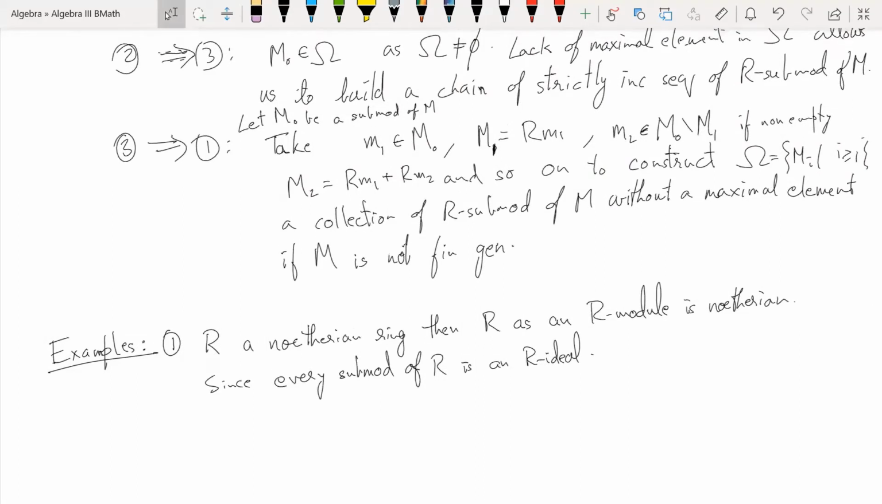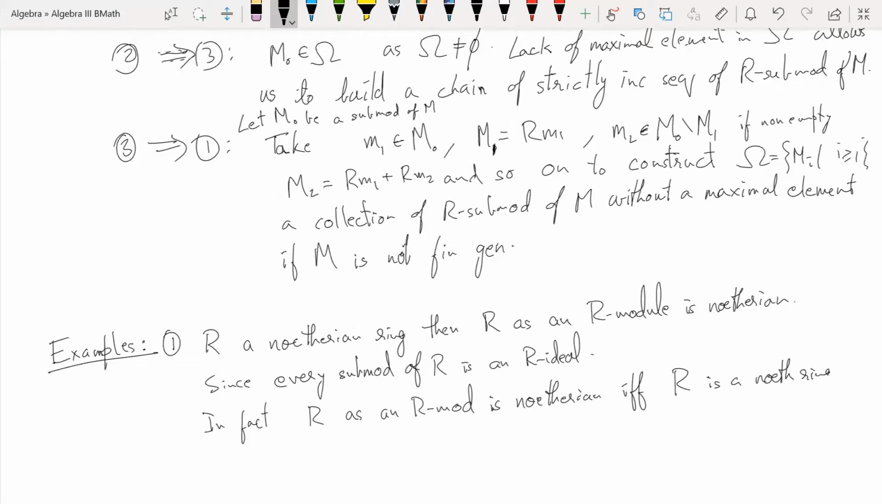In fact, R as an R-module is Noetherian if and only if R is a Noetherian ring, because if R is not a Noetherian ring, that means you can find an ideal which is not finitely generated. But that ideal is going to be a submodule of R, which won't be finitely generated as an R-module.